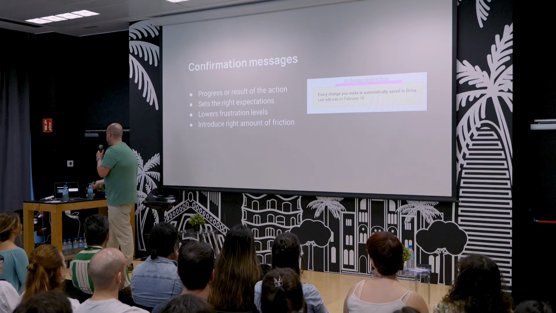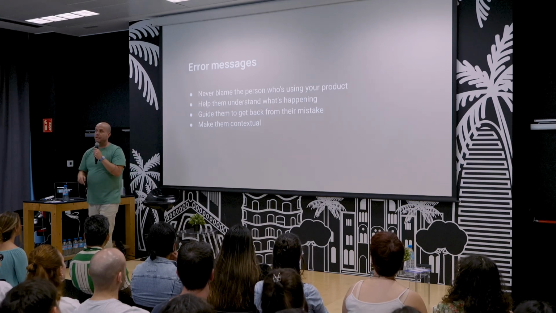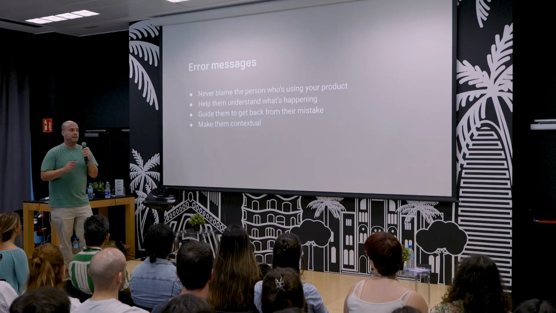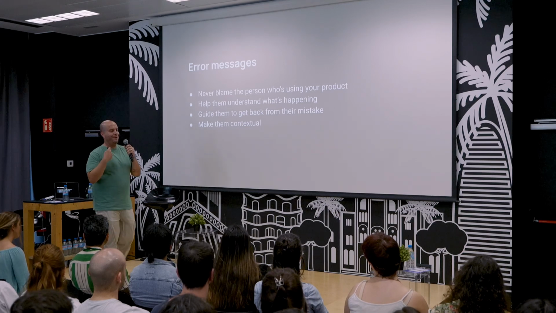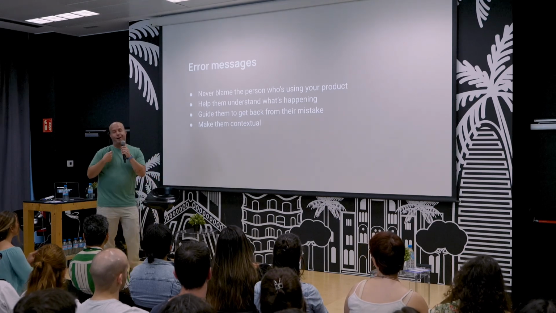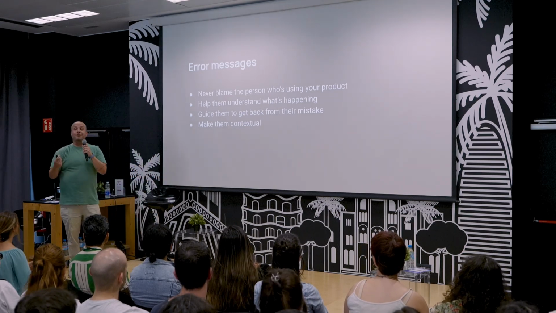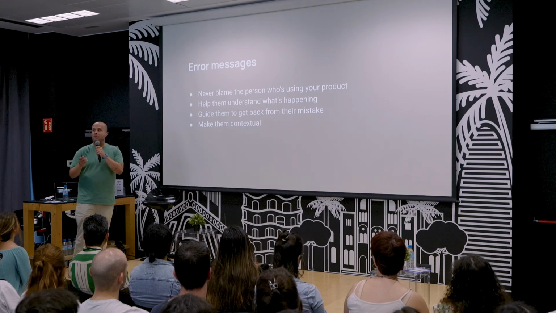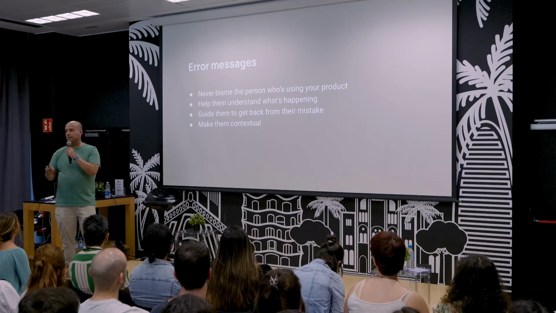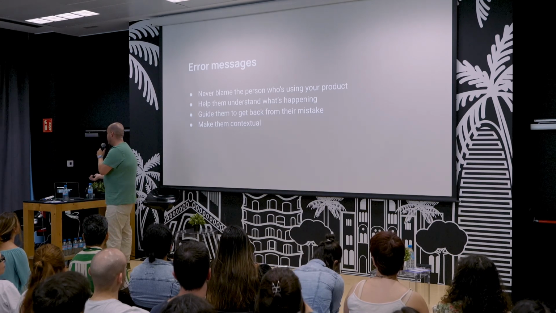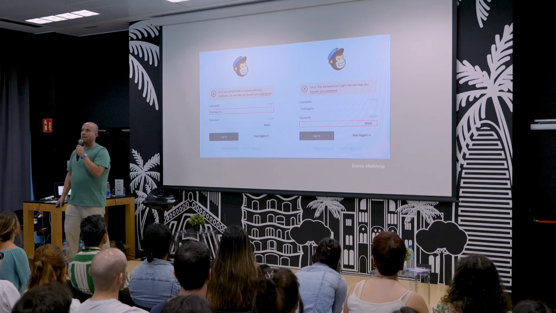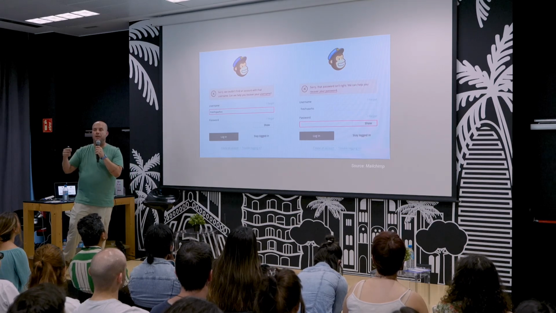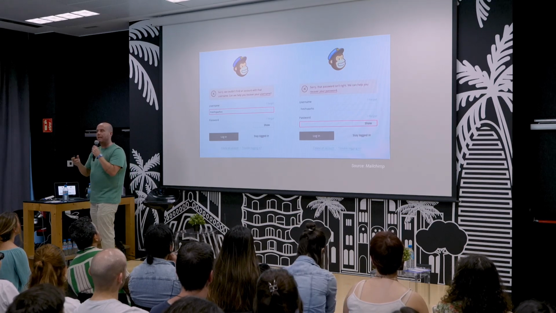Same thing here. And these are pretty tough because we are the designers. The error is never going to be on the user. It's always our fault. It's not that they don't understand. It's like we're not being clear enough. So treat them kindly, help them get back from their error, and above all, make it contextual. Because if the error is here, point me where the error is and tell me why this is an error and how I can get back from that.